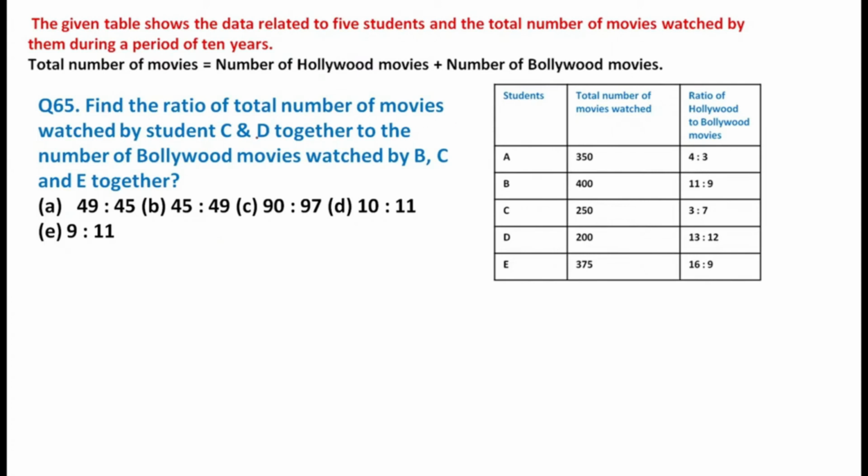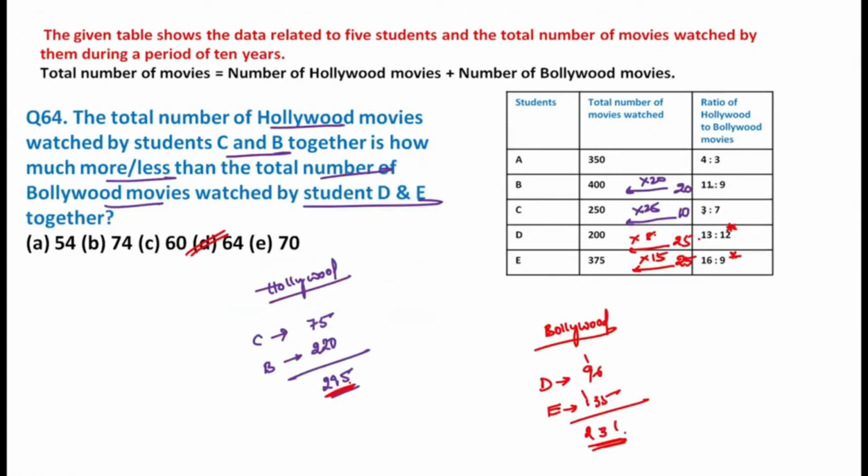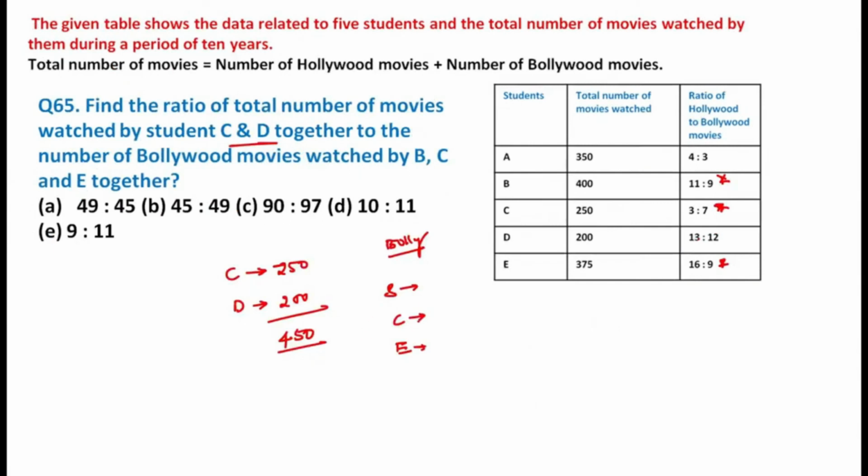Find the ratio of total number of movies watched by C and D together. C number of movies watched is equal to 250. D number of movies watched is exactly equal to 200. Now the total value is 450. Together, the number of Bollywood movies watched by B, C, E together. So this we need to calculate for Bollywood, for B, C, E. And you already calculated for E in the previous question. E Bollywood is 135.